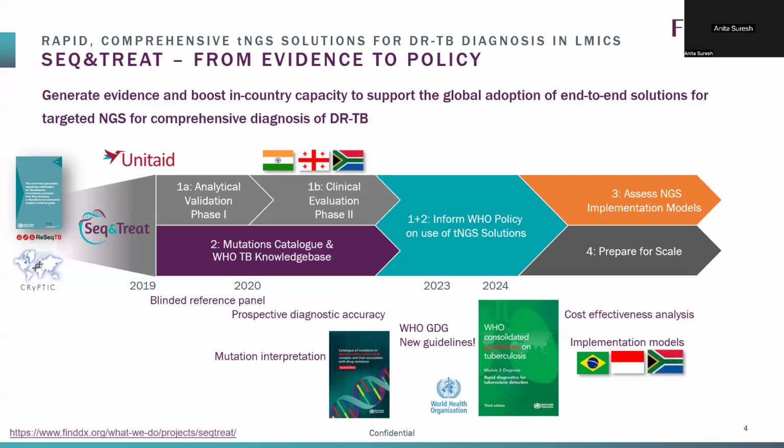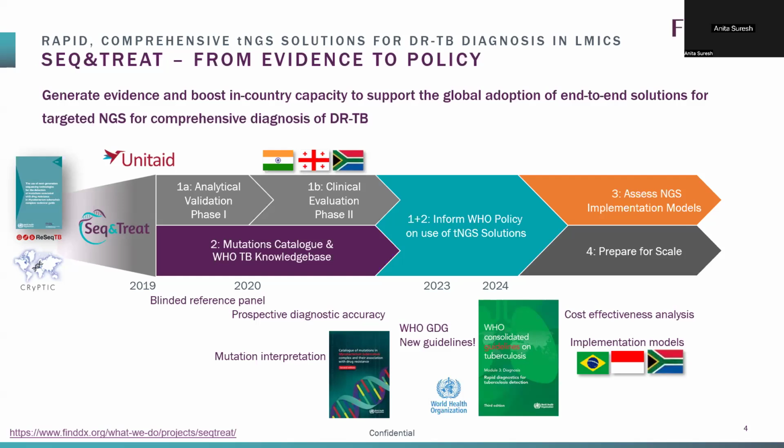Both of these, phases 1A and B, which is output 1, and output 2, the catalog, go towards informing WHO policy and the use of targeted sequencing solutions. I'm pleased to say that earlier this year, the guidelines did come out. It was nice to see the entire process, as long as it took, from evidence to policy, because the WHO Guidelines Development Group reviewed the evidence that we provided, along with other evidence from the rest of the world, in a very thorough, systematic manner with independent reviewers, to be able to pass guidelines recommending the use of sequencing. I'll come to the details of this in a bit.